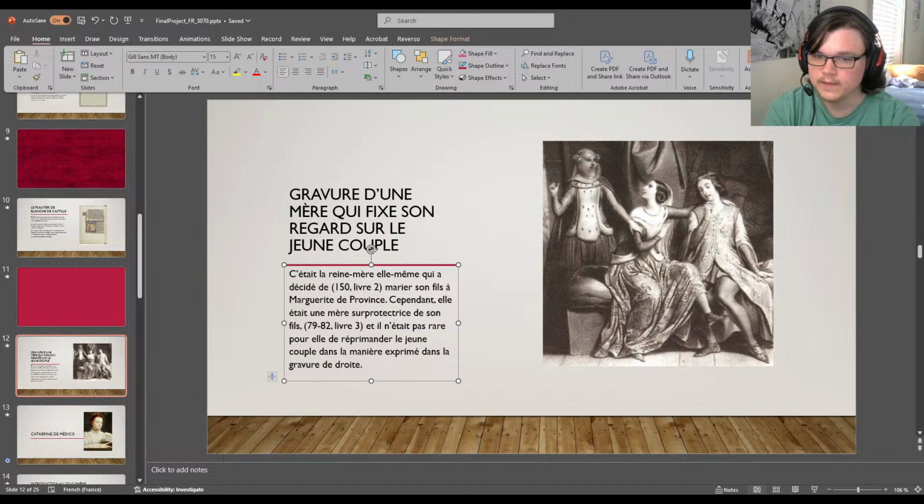Cependant, elle était une mère surprotectrice. I don't know why that's so hard to say. Surprotectrice de son fils, et il n'était pas rare pour elle de réprimander le jeune couple dans la manière exprimée dans la gravure de droite. Okay, so that's what I'm trying to say.